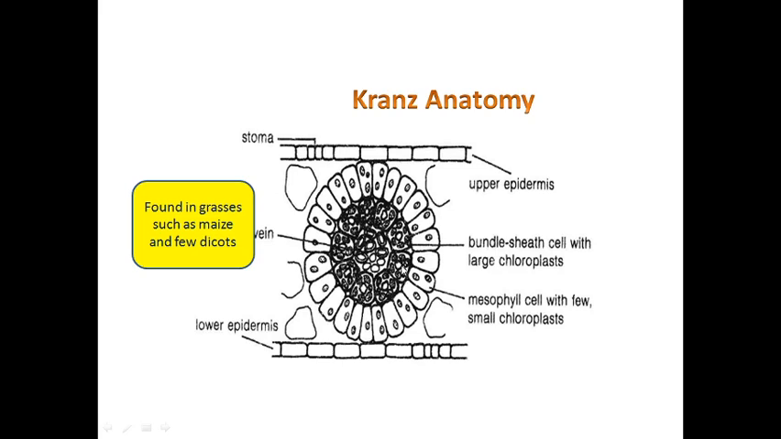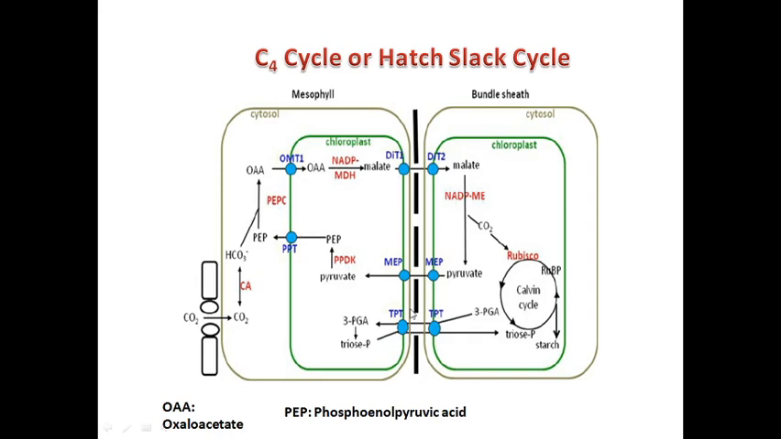So I'll tell you what happens in the C4 cycle. In some plants, there is a mechanism of carbon dioxide fixation other than the C3 cycle. They undergo the C4 cycle. The plants which undergo the C4 cycle for carbon dioxide fixation have Kranz anatomy in their leaves. The C4 cycle is also called the Hatch-Slack cycle because it was discovered by two scientists, Hatch and Slack. Why is it called the C4 cycle? Because the first stable product is oxaloacetic acid, a 4-carbon product, oxaloacetate.